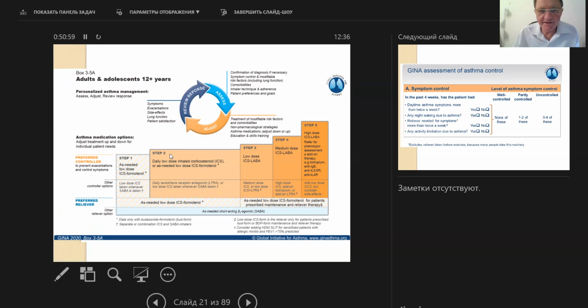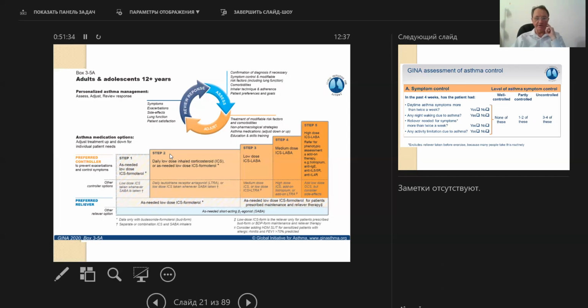Step 3 is for treatment of mostly moderate course of bronchial asthma. For the treatment paradigm of this step 3, low dosage inhaled corticosteroids plus LABA. It's the main first choice of treatment for step 3. That's why you should make the step up.